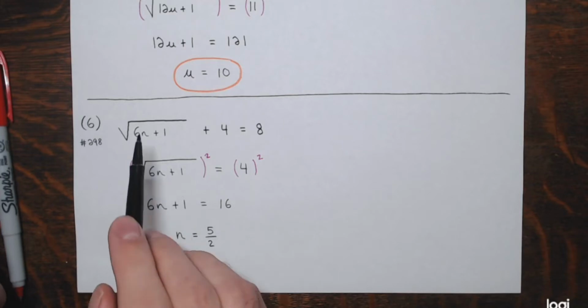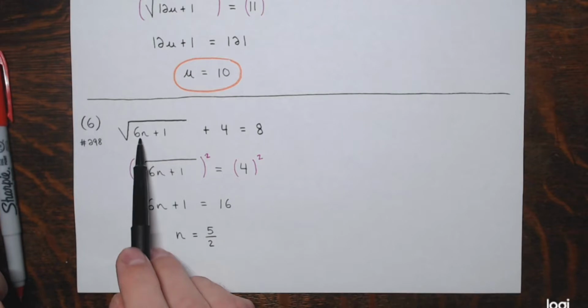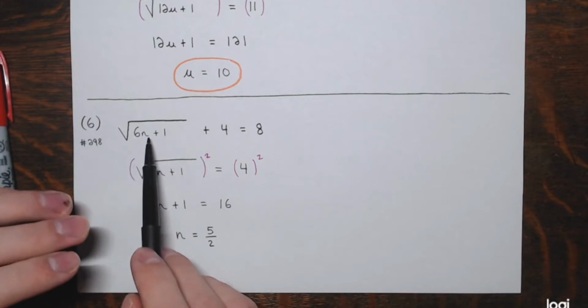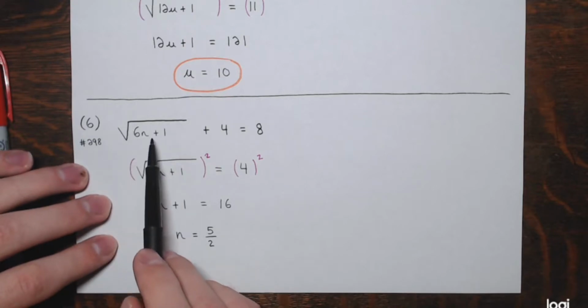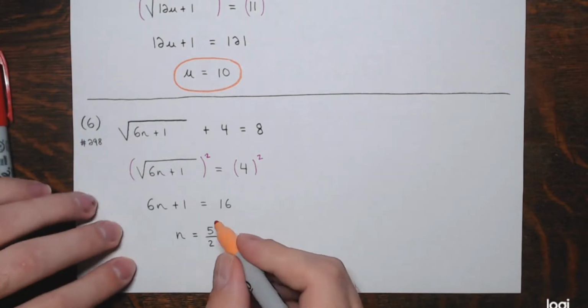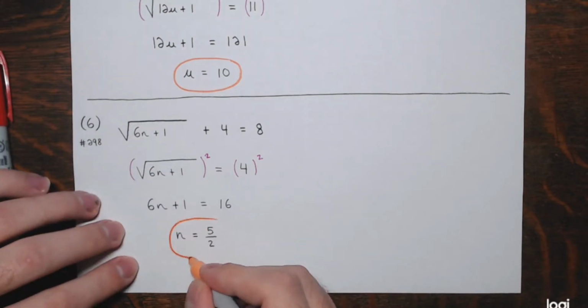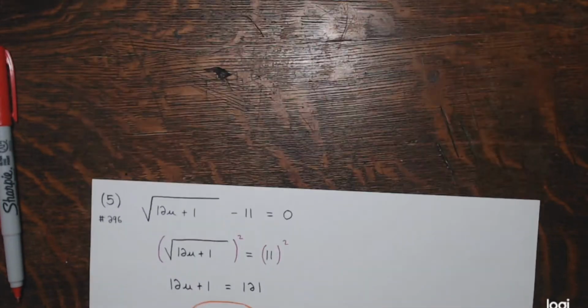Now let's plug it in, right? Check it out back in the original. 6 times 5 halves would be 15, plus 1 would be 16. The square root of 16 is 4, and then 4 plus 4 is 8. That definitely works. You'd have 8 equals 8 on both sides. So great. I'll circle it. 5 halves or 2.5, whatever you want to write, works out. Is a solution. Great. All right, next question. Very similar.